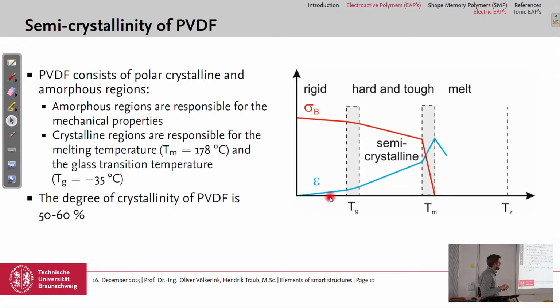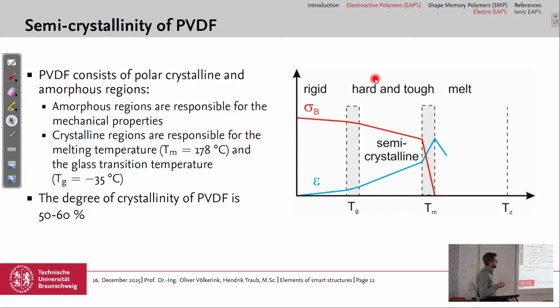And here you can see in this diagram, here's the temperature. We have here the glass transition temperature, and here the melting temperature. So this is the failure strength, or the strength of the material, and this is the failure strain. So very low failure strain and high strength. So the material is really stiff below the glass transition temperature. It's in its operating range between Tg and Tm.